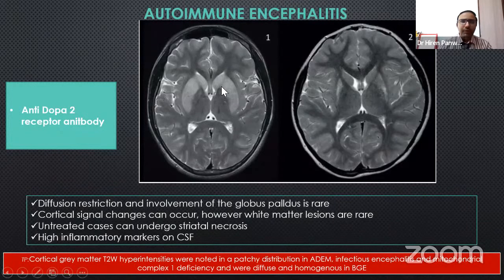And the usual antibody which is diagnosed is anti-dopamine D2 receptor antibody. There can be other autoimmune antibodies also, which can give rise to this kind of pattern. But the clue here is the clinical history and lab parameters showing some inflammatory markers raised in the CSF, and the symmetrical and diffuse homogeneous appearance, that is autoimmune encephalitis.